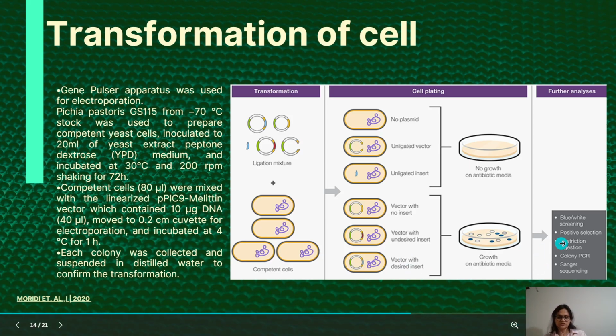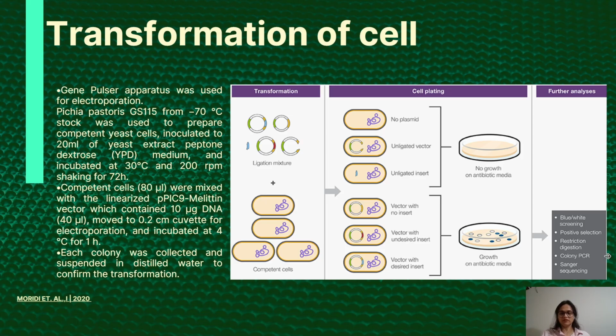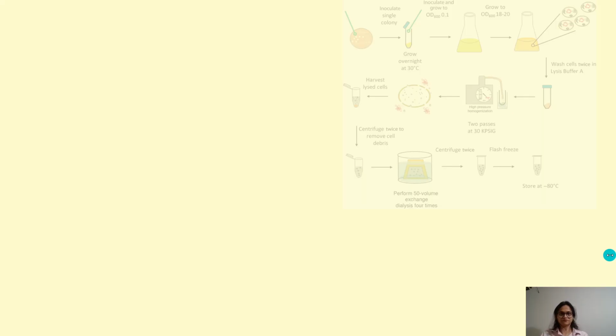The yeast cells were dissociated from the medium and the pellet was washed again with cold distilled water and sorbitol 1 M and centrifuged at 4000 rpm for 5 minutes. Finally, the pellet was dissolved in 300 microliter of sorbitol 1 M, and each colony was collected and suspended in distilled water to confirm the transformation.